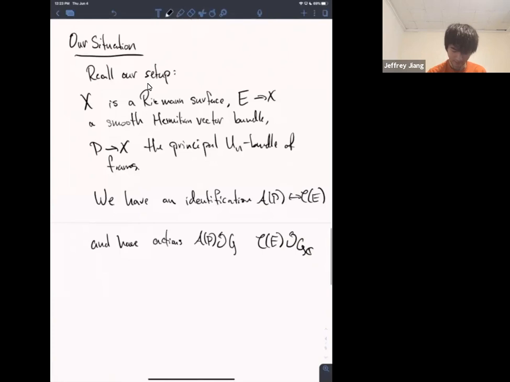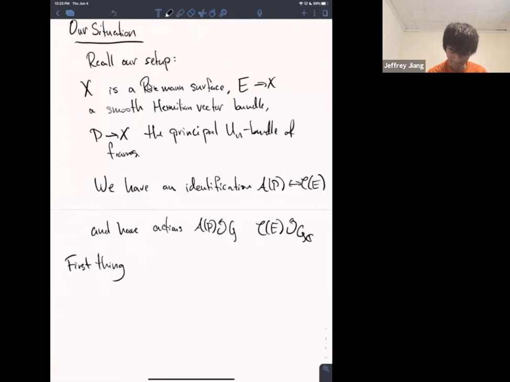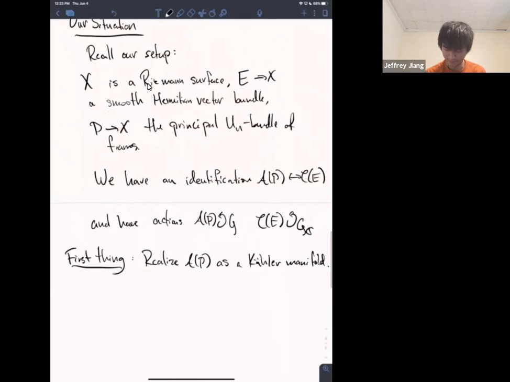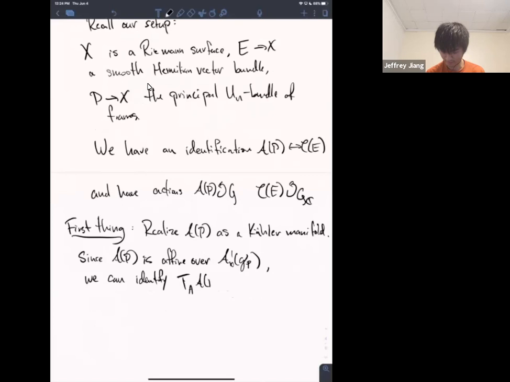So the first thing to do is to realize A of P as a Kähler manifold. We're going to ignore issues of integrability and analytic issues because A of P is infinite dimensional. We're just going to use the fact that it's an affine space over a vector space and work formally. What I mean by that is, since A of P is affine over, let's say, one forms valued in the adjoint bundle, we can identify the tangent space at some connection with just this vector space.